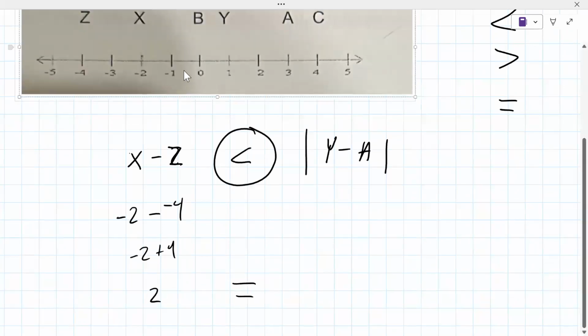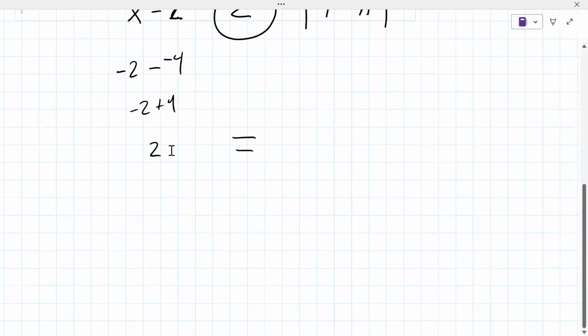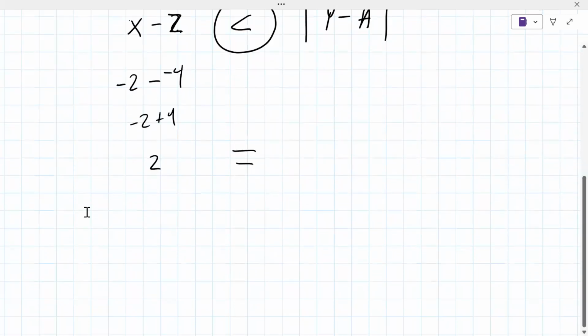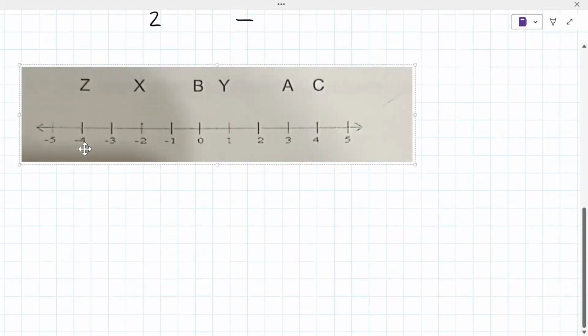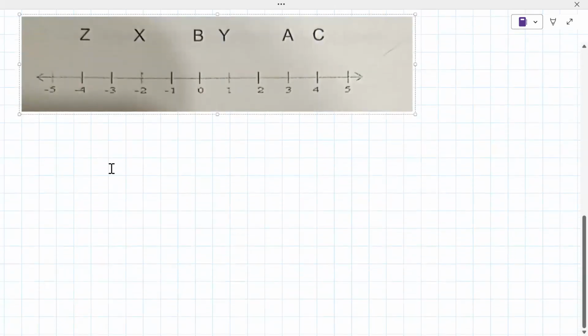Okay, let's try another one here. All right. And by the way, I didn't mean anything negative about how we started about the whole math nerd thing. That was just a silly joke here.